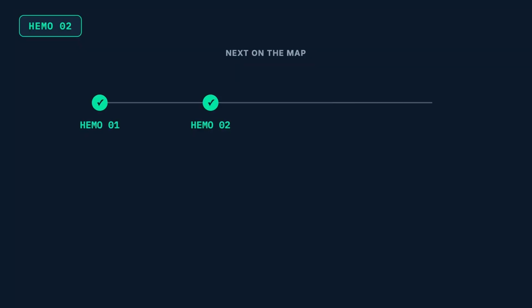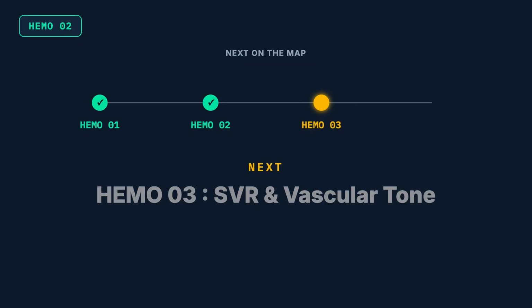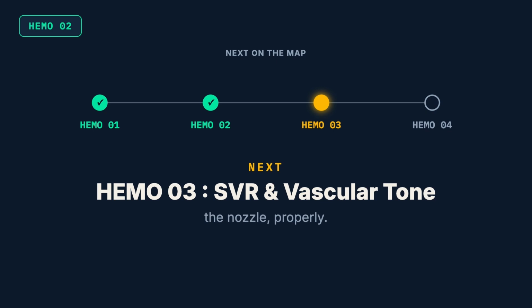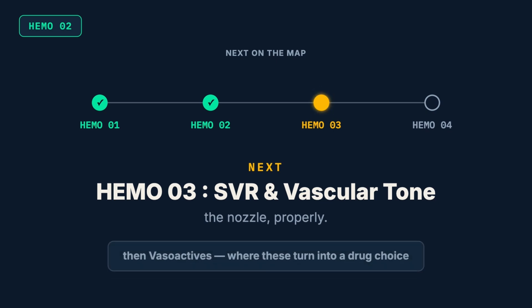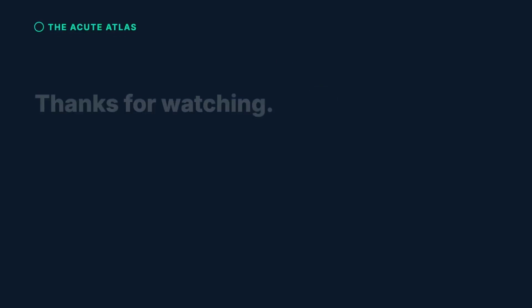Next on the map, the nozzle, properly, SVR and vascular tone. Hemodynamics 3. Then vasoactives, where these 2 objects turn into an actual drug choice at the bedside. I'll see you there.